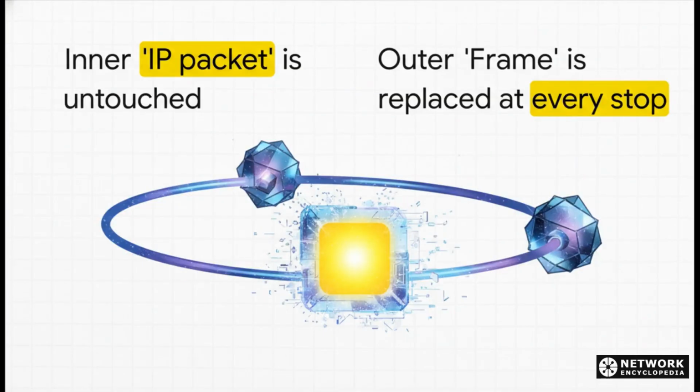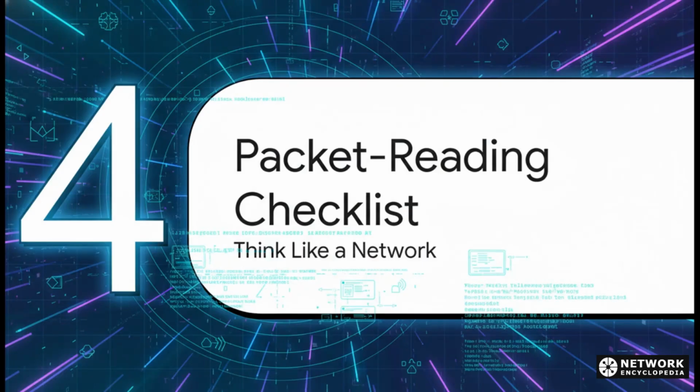I mean, how brilliant is that design? The inner IP packet, with its final destination, is never touched. It's just the local shipping label that gets replaced at every single stop. This is what lets routers make incredibly fast, local decisions without having to waste time understanding the complex data or conversation happening inside. So, how can you actually put this knowledge to work?